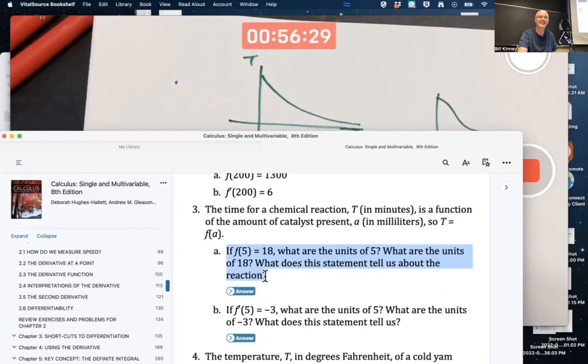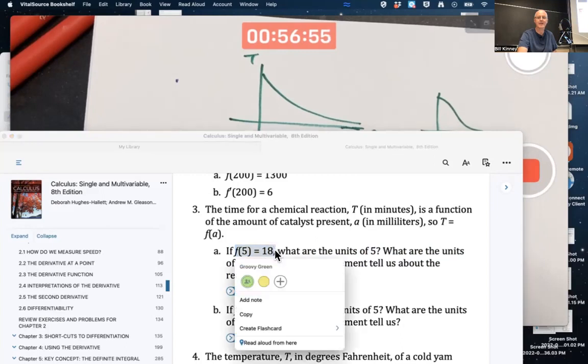I just verbally said it. Should I say it again? I'll just say what the equation itself is saying. This is saying that when there's 5 milliliters of catalyst present, the reaction takes about 18 minutes to complete, whatever your definition of completed reaction is. Now, you can get nitpicky in chemistry because there's always reaction going back and forth, but effectively it's at equilibrium, you might say.